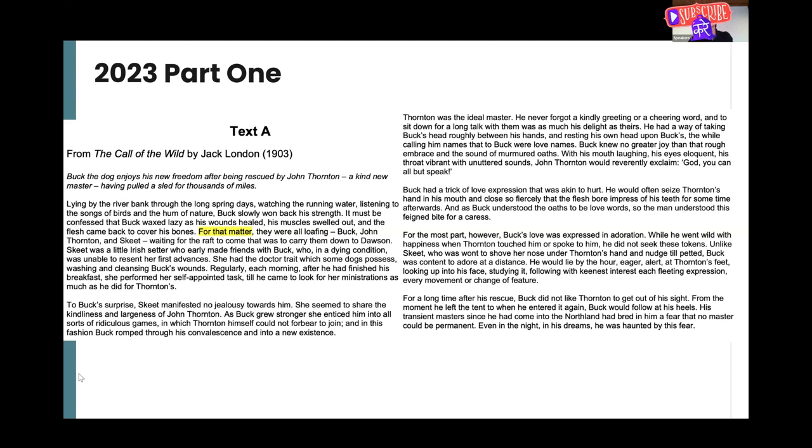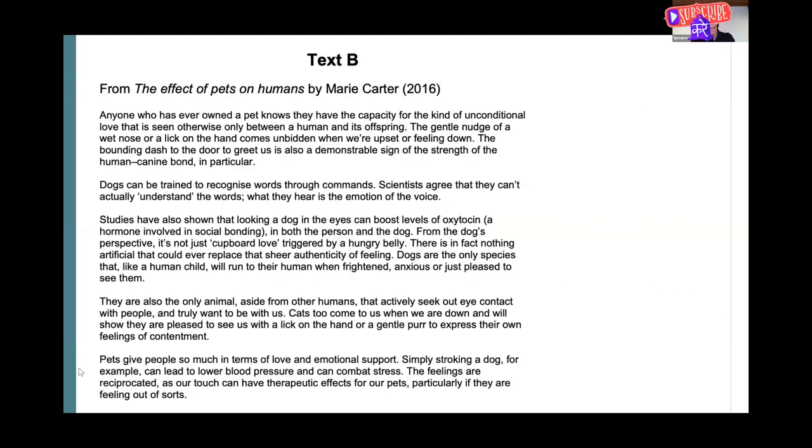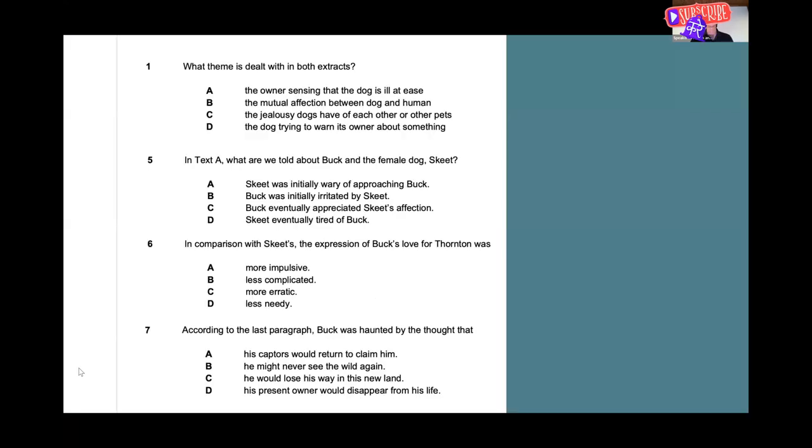Let's have a look at the next text. Text B, from The Effect of Pets on Humans. Again, the effect of pets on humans, I'm looking at the relationship between animals and humans. Anyone who has ever owned a pet knows that they have the capacity for the kind of unconditional love that is seen otherwise only between a human and its offspring. So just like the first one, we're looking at the positive relationship that exists between animals and humans. Now let's have a look at our questions. So this is what I mean by purposeful reading.